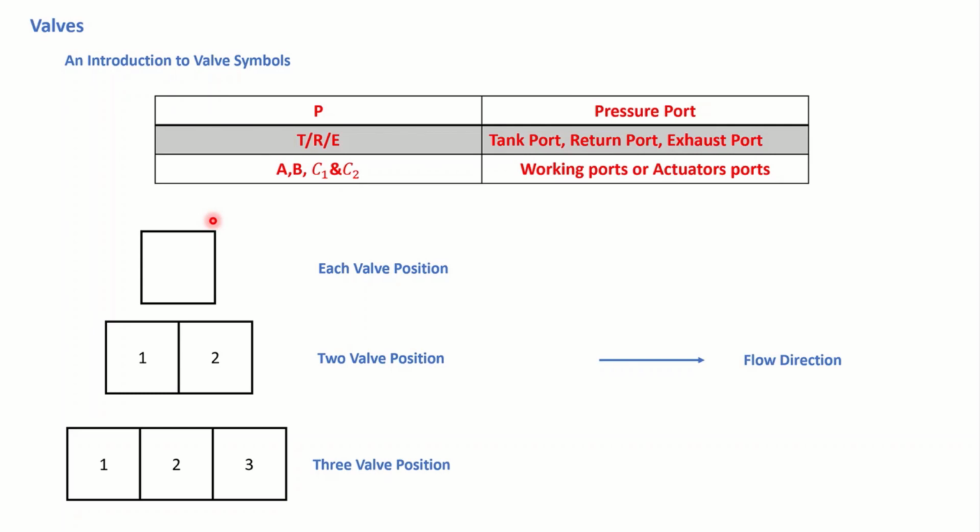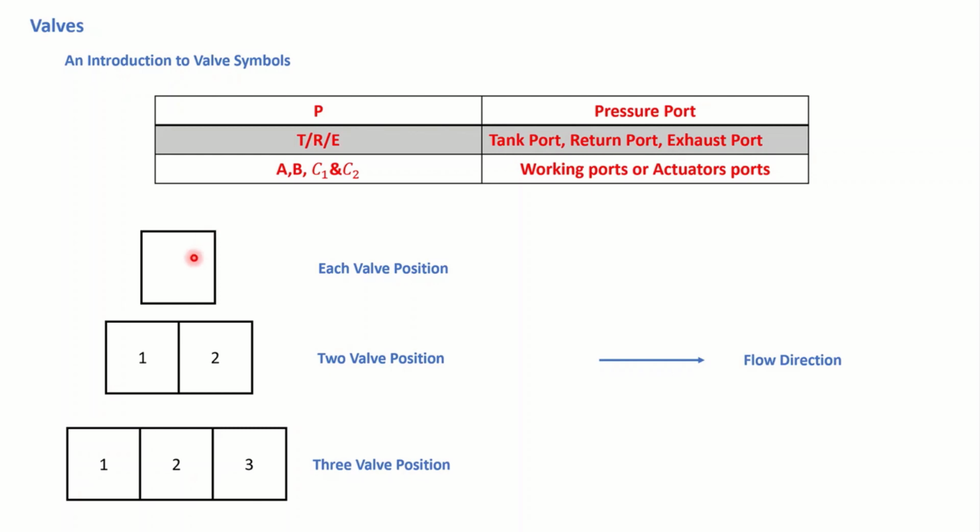When we are looking at a directional control valve within a pneumatic circuit, we can see the symbols, and also we can see letters. Sometimes we see numbers too. So we have a standard based on ISO standard in which we see the numbers for a specific directional control valve, and we have the standard by letters, as you can see in here, in which P is representing the pressure port, T, R, E representing tank port, return port, and exhaust port, and we have A, B, C1, C2 which are representing working ports and actuator ports.